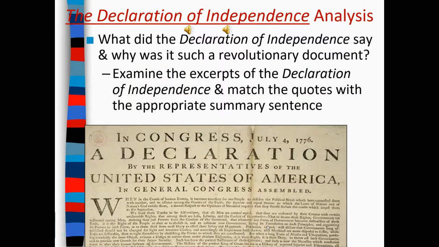The Declaration of Independence analysis. What did the Declaration of Independence say, and why was it such a revolutionary document? Examine the excerpts of the Declaration of Independence and match the quotes with the appropriate summary sentence.